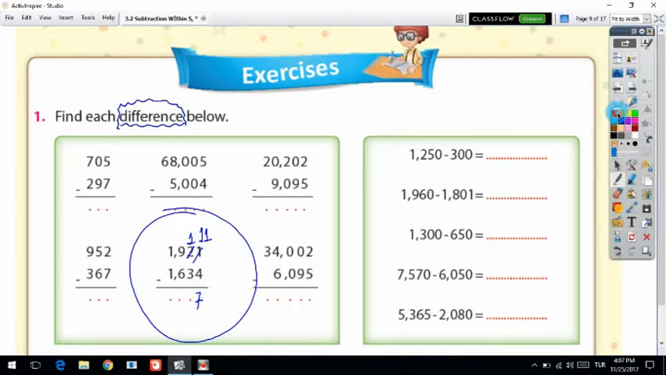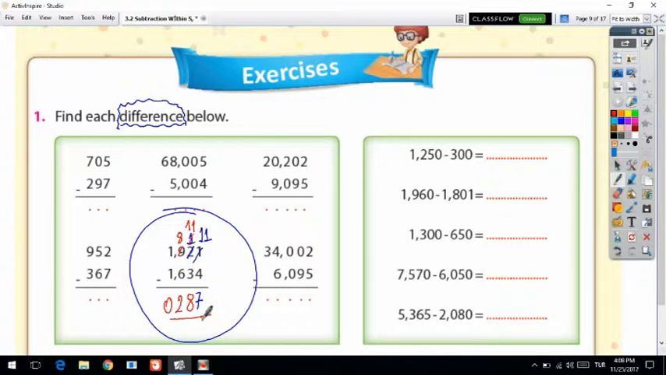Then 1 minus 3 is equal to, we cannot. So what do you do? 9 becomes 8. Then 1 becomes 11. 11 minus 3 is equal to 8. Then 8 minus 6 is equal to 2. Then 1 minus 1 is equal to 0. So your answer is 4 digits, but we say just 287 because 0 doesn't affect the number.